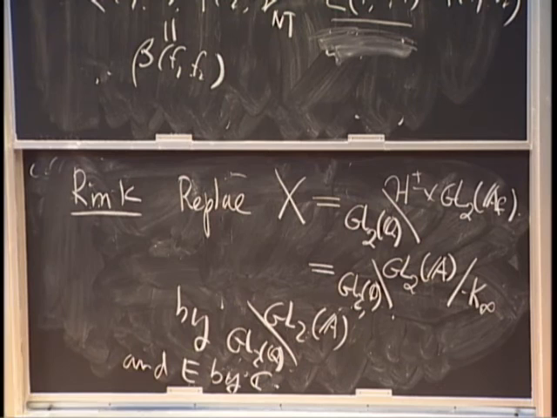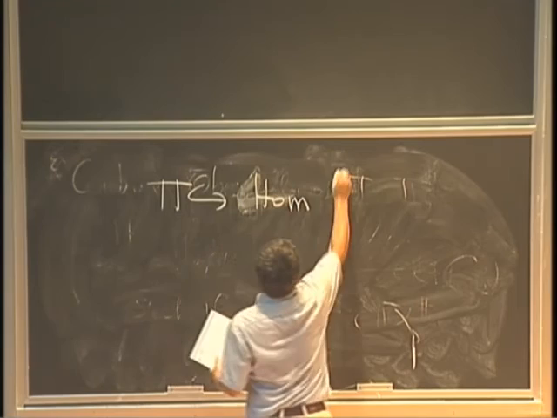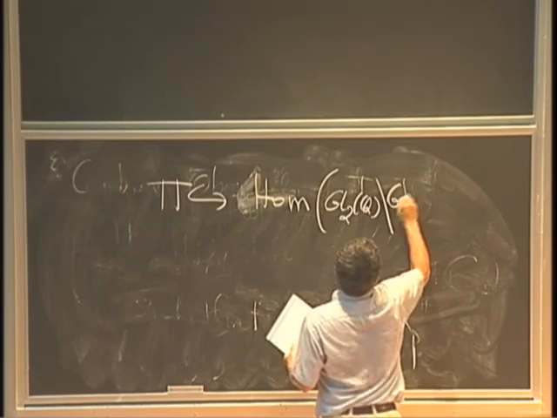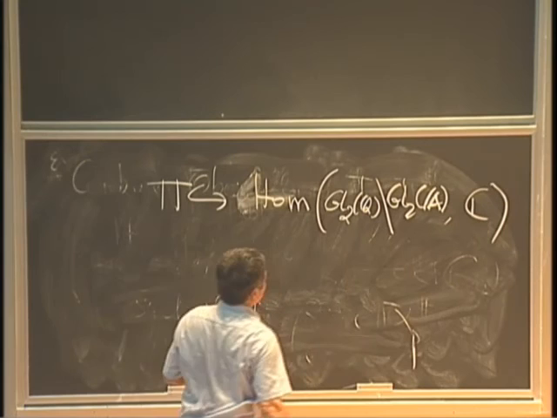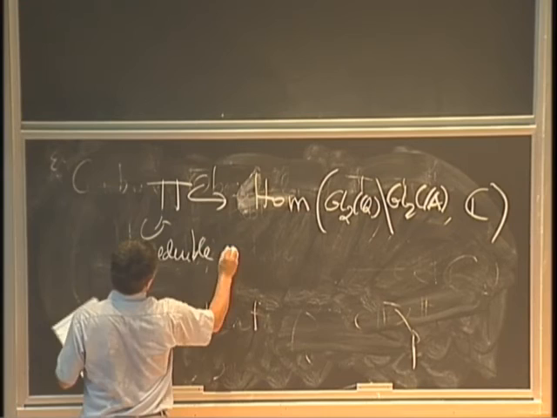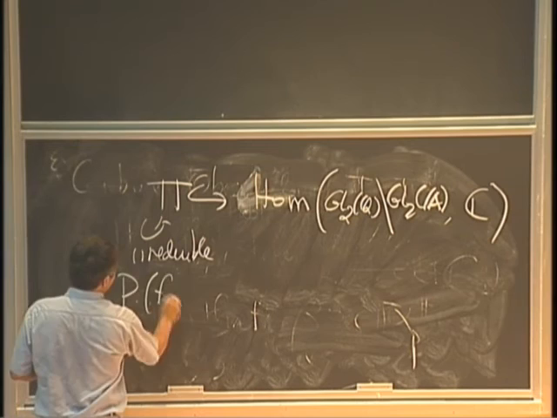Then, of course, in this case, the period integral will be much simpler. So you pick any irreducible representation pi, and you just think about all the functions. Hom of GL2 of Q, GL2 of A, to C here. The Hom just means functions. Suppose this is an irreducible representation. Then you can define P of f, chi, which is just a complex number you get.